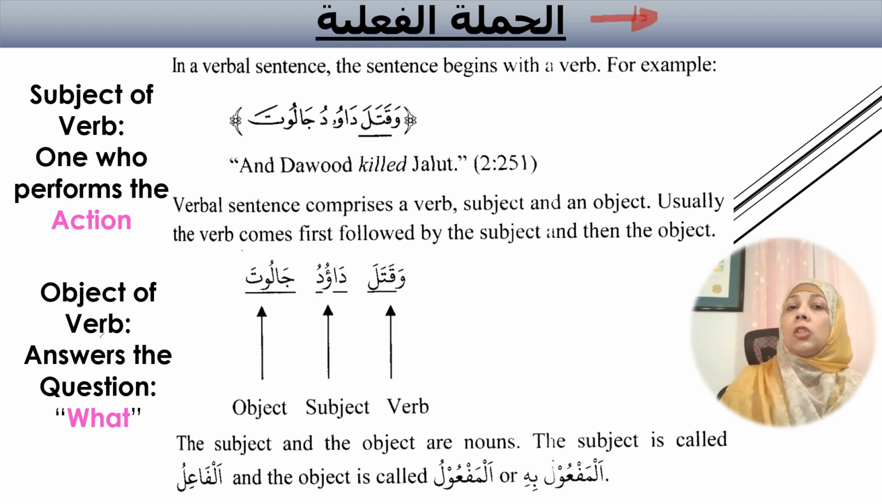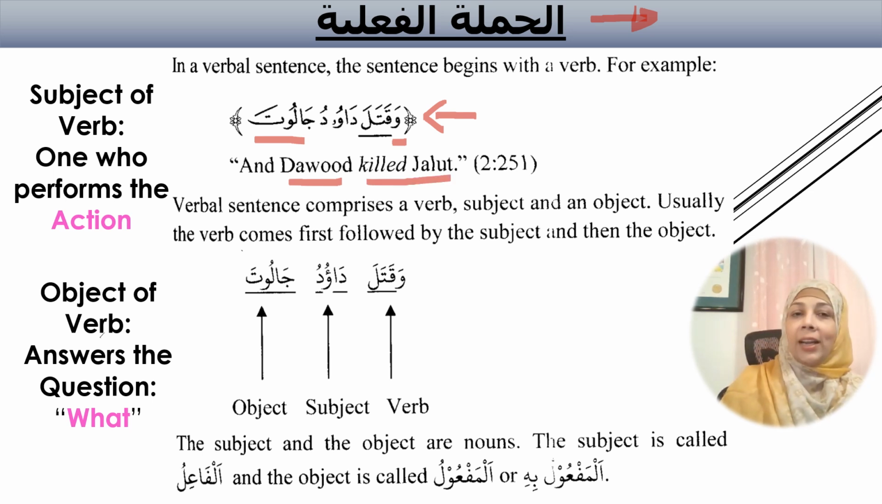I do want to just introduce you to some terms of the verbal sentence. And that's what we are going to look at here with this verse from the Quran. Wa means and. Qatala Da'udu Jaluta. It means Da'ud killed Jalut. So let's look at this verbal sentence, and it consists of a verb, a subject, and an object, and usually it is in this order. So now let's go through what these terms mean.